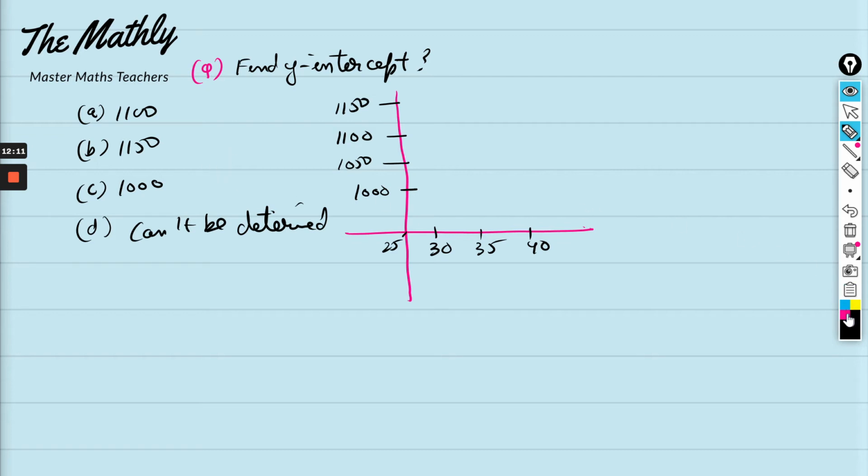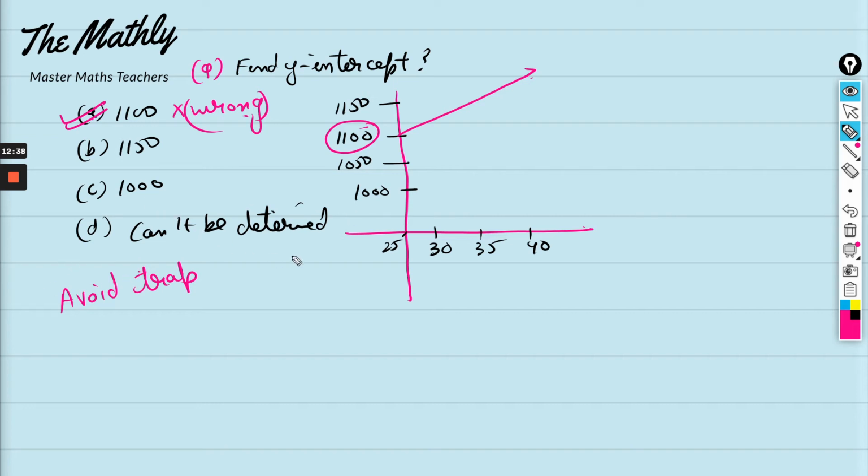Most of the students will say, let's suppose this is a line, and this is the y-intercept. They'll say, sir, option A is the correct option. This is wrong. So guys, you need to avoid this trap.